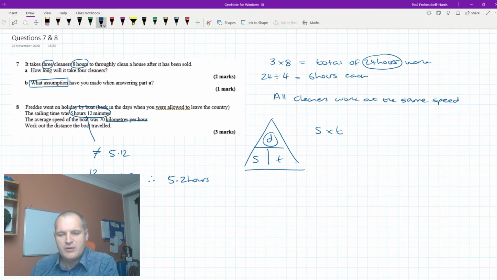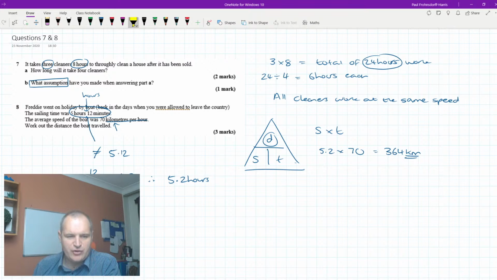Now I can do 5.2 times 70, and it gives me the value of 364 kilometres I've travelled. Again, if you want full marks, that unit has to be there. We were told it was kilometres per hour, and we were told it was hours because we turned it into a decimal number. Just a clarification here: remember, it is not equal to 5.12, so it was necessary for us to do 12 over 60 to get a decimal bit, and that gave us 5.2 hours. Then we were able to multiply them together.